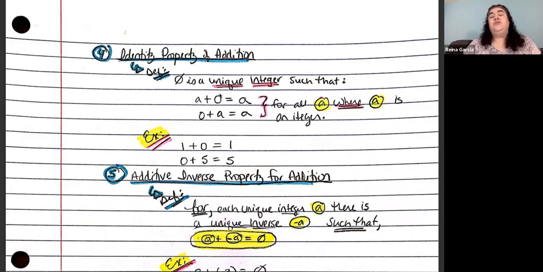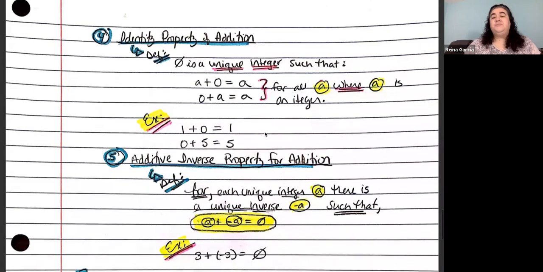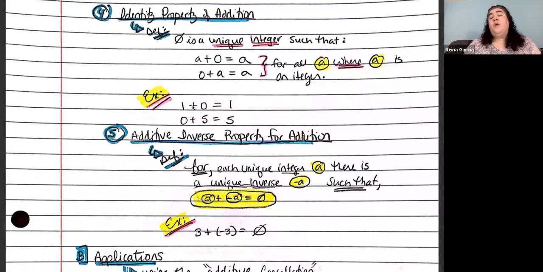So any integer that we put in for A, if we add 0 to it, we will still have that same integer. If we start at 0 and we add an integer to it, we will still have that integer, because 0 does not change what we're talking about. So therefore, it is the identity of addition, and it still applies to integer addition, okay? As you can see here, 1 plus 0 is still 1, and 0 plus 5 is still 5. So again, we see the identity property at work here, okay?